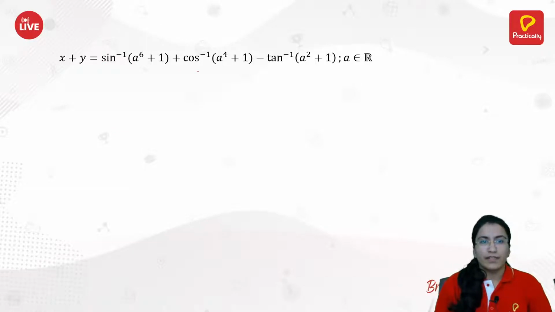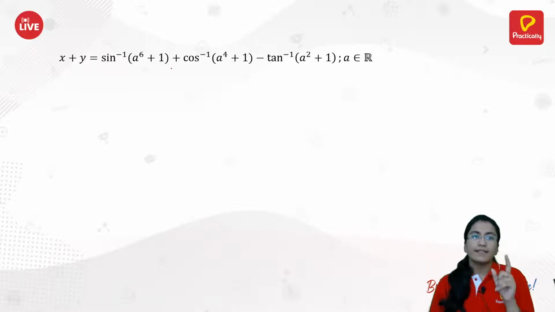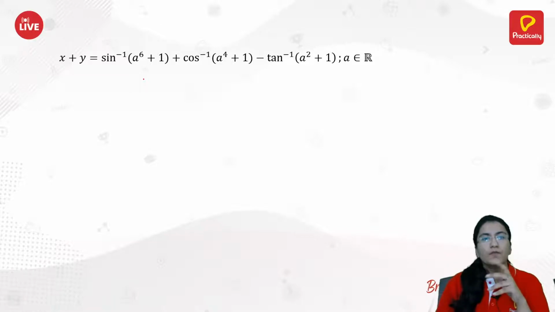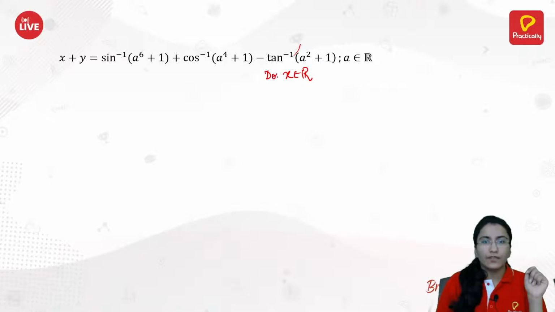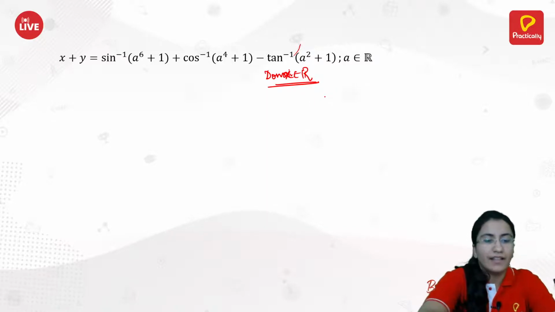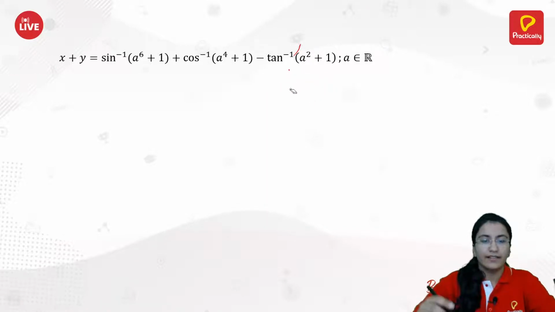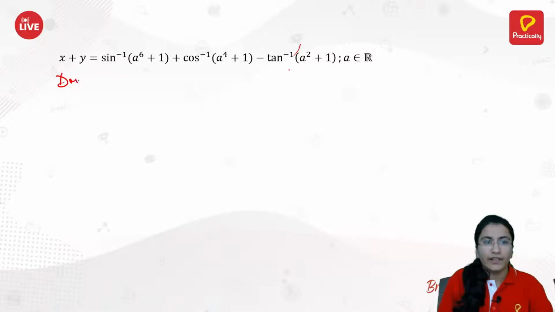Here we have an equation like this: x plus y equals this, right? We can see sine inverse of a raised to power 6 plus 1, cos inverse of a raised to power 4 plus 1, minus tan inverse of a square plus 1. We have the domain of sine inverse, cos inverse and tan inverse individually. The domain for tan inverse is complete R, right? I'll write this as domain only, otherwise you will confuse yourself with x over here. So the domain is complete R.